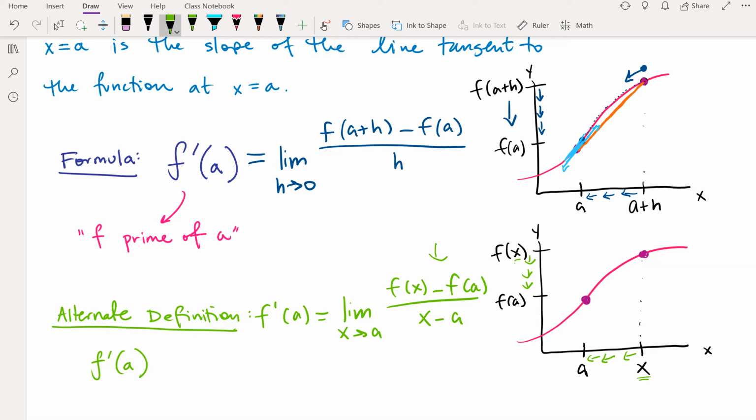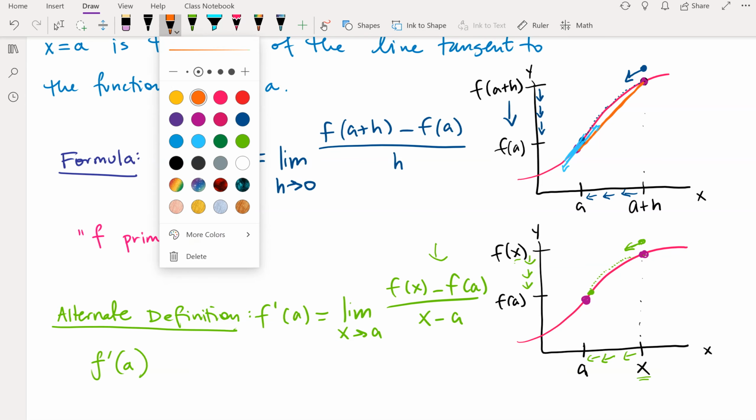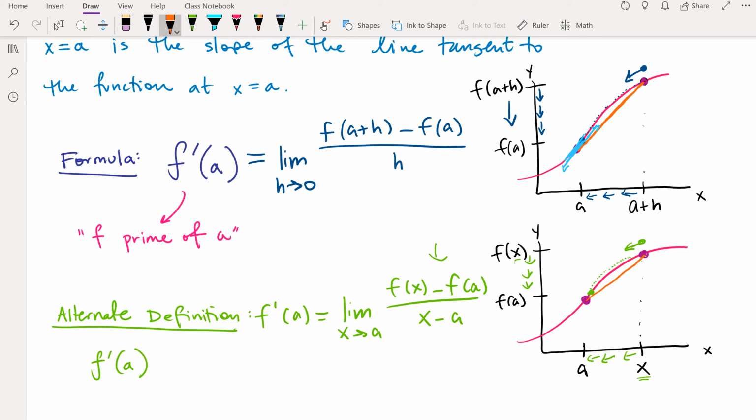So again, we have this dot right here, the purple one, moving down the line. We're going to go down and down and down the curve until we get so close to a that our original orange secant line, because this piece inside the limit looks like a rock, right? But we're taking the limit of a rock, so that's why I'm drawing a secant line. These are both average rates of change.